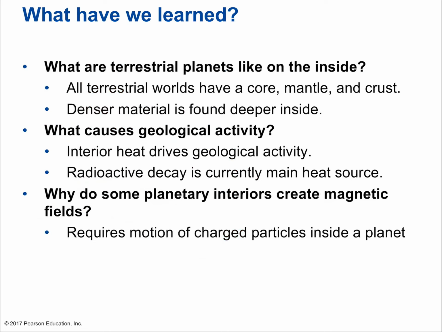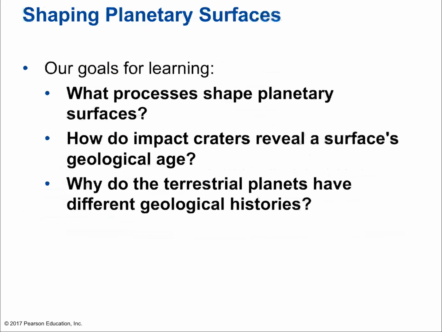All right, so what have we learned so far? All terrestrial worlds have a core, mantle, and a crust, okay? They're not all the same relative size, but they all have it. The denser material is found deeper inside. That's differentiation. The interior heat drives geological activity. We'll talk about that more. Radioactive decay is currently the main heat source, but originally it would have been from the very formation of the planet, the accretion, all that energy of rocks smashing together. All right, why do some planetary interiors create magnetic fields? Well, it requires motion of charged particles inside a planet, and it requires rotation of that planet. All right, so let's talk about the surface, not just the inside.